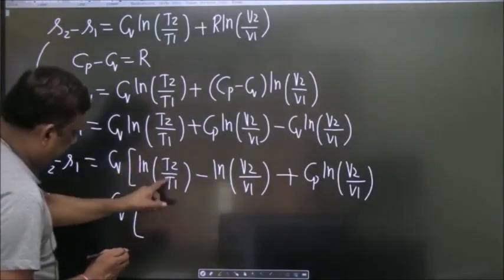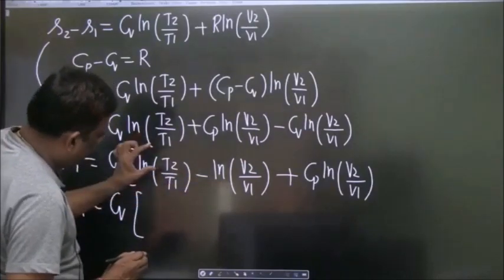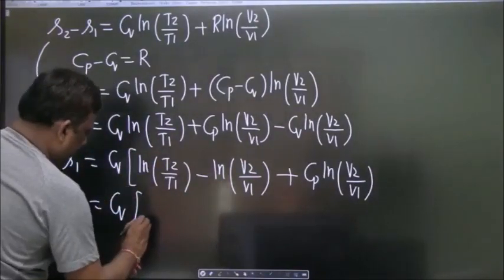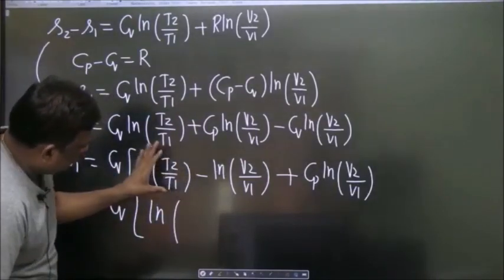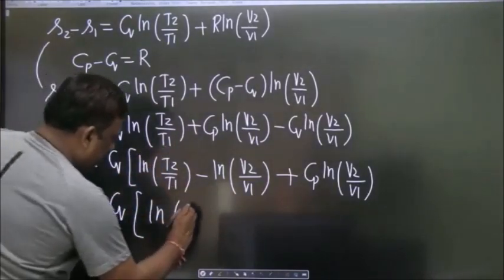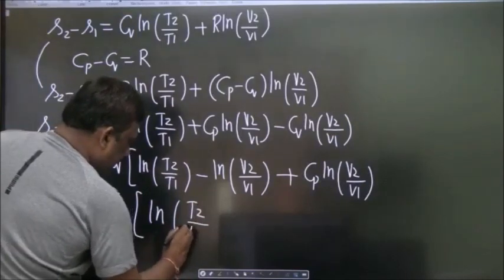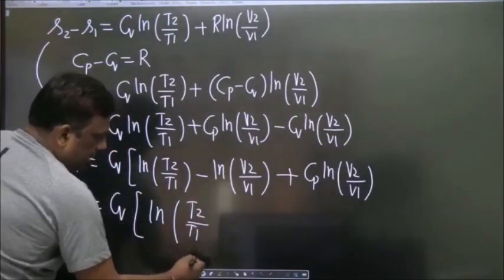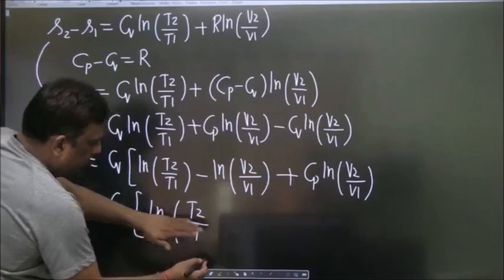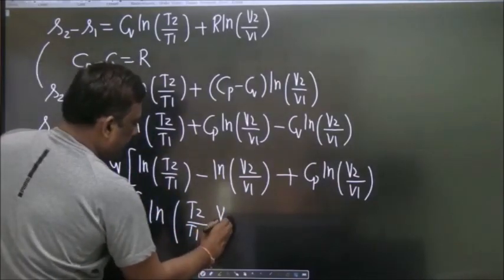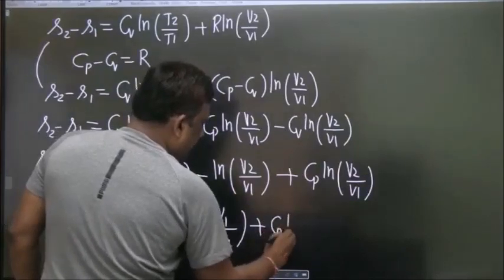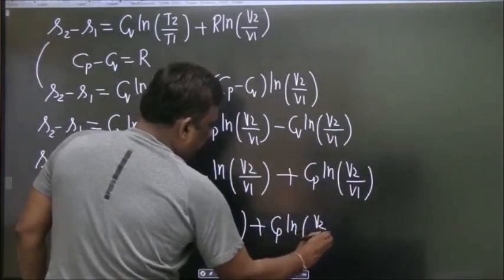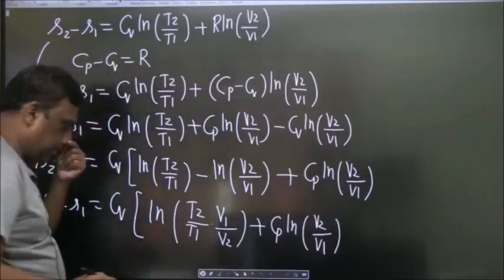So this can be written as s2 minus s1 is equal to Cv, look, log A minus log B is log A by B. So it will be ln of T2 by T1 divided by V2 by V1. Dividing by V2 by V1, it will go to the top, so it will be V1 by V2, plus Cp ln V2 by V1. Absolutely fine. No problem at all.